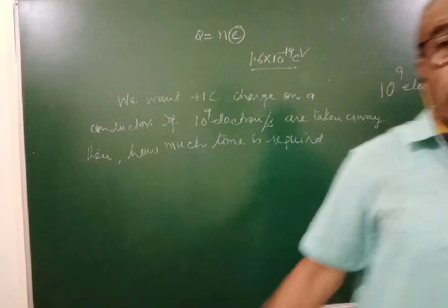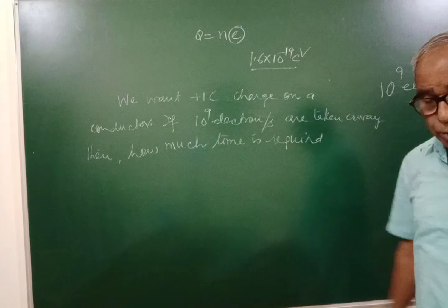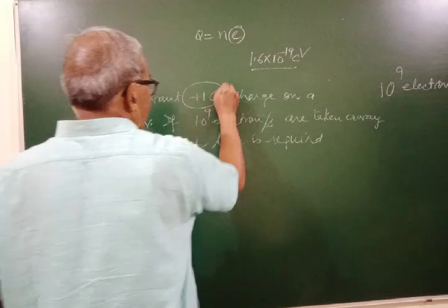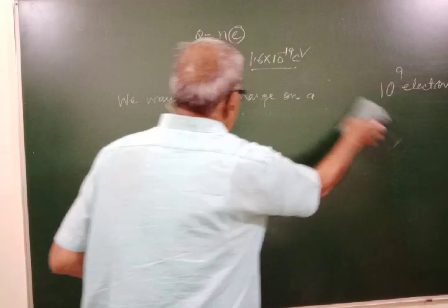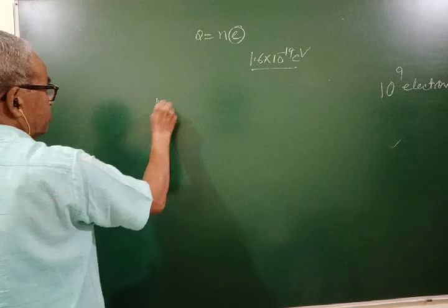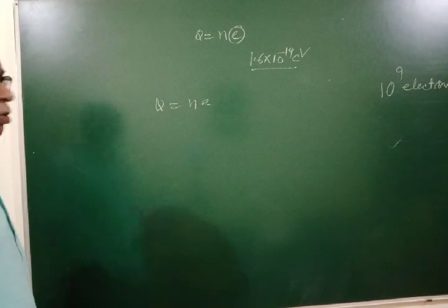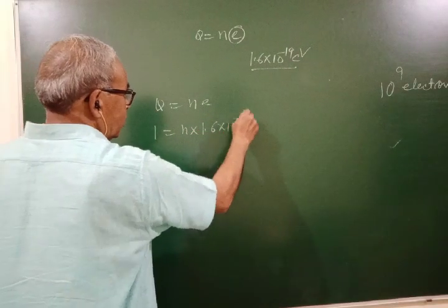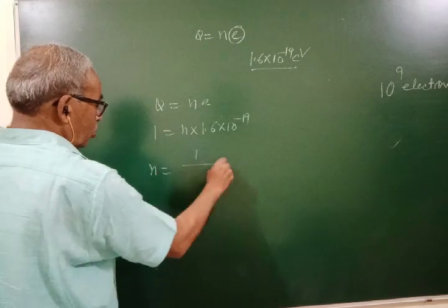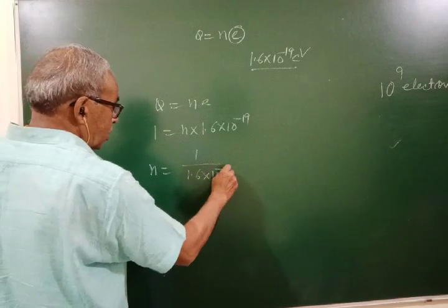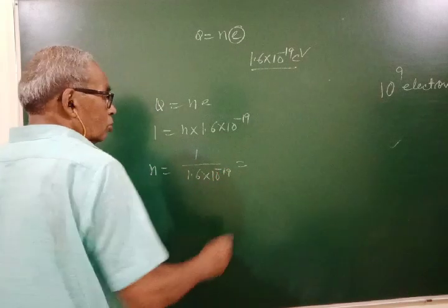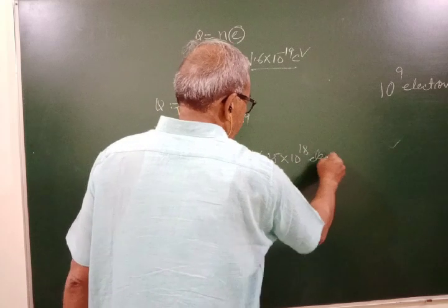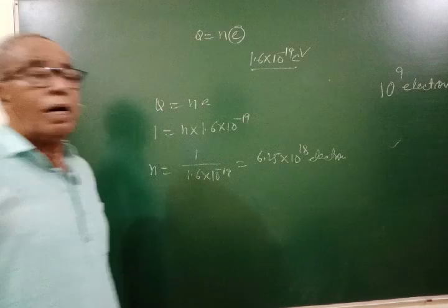Okay. 10 to the power 9 electrons are being pulled out of the conductor. So first of all we need to know how many electrons must be taken out to give 1 coulomb of charge. You know Q equals Ne. I think I told you yesterday also. Q is 1 coulomb and e is 1.6 times 10 to the power minus 19, so N equals 1 upon 1.6 times 10 to the power minus 19 electrons. On solving, it comes out to 6.25 times 10 to the power 18 electrons. This many electrons are to be taken out.